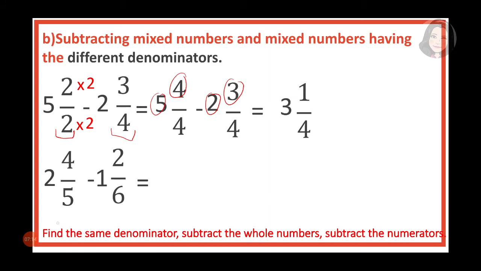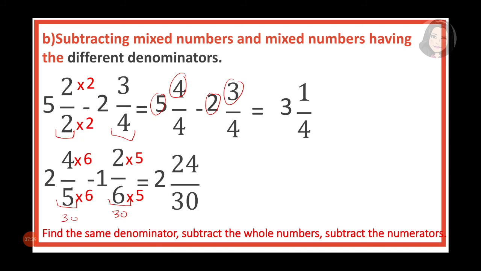In the second example, I have a denominator 5 and a denominator 6. Can I multiply the 5 by anything to change it into a 6? No. So what's the least common multiple between 5 and 6? It's 30. How do I change the 5 into 30? By multiplying by 6. How do I change the 6 into a 30? By multiplying by 5. So my numbers now are 2 and 24 out of 30 minus 1 and 10 out of 30.